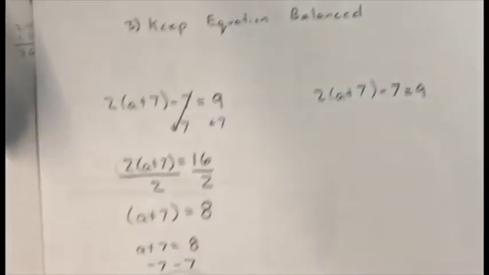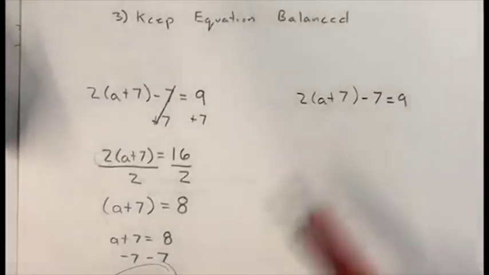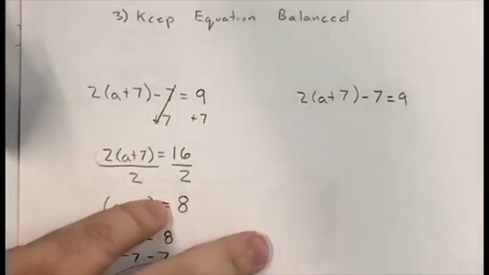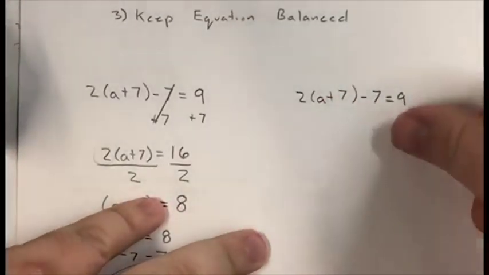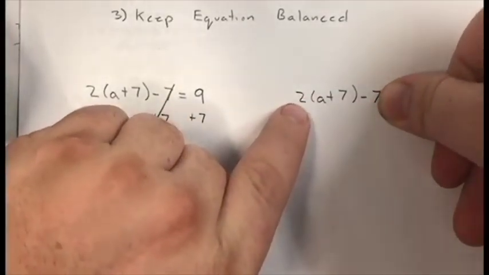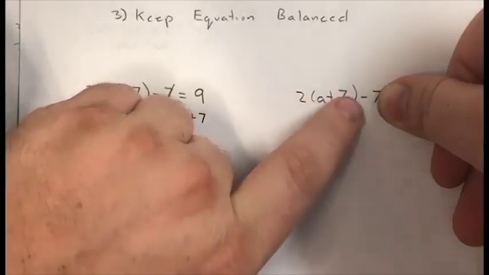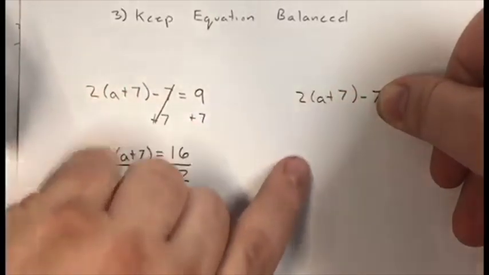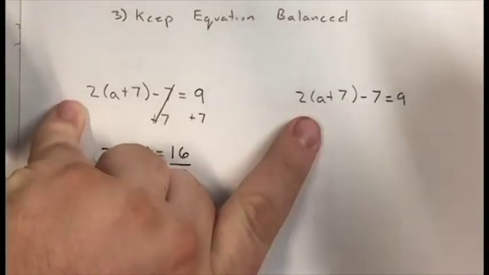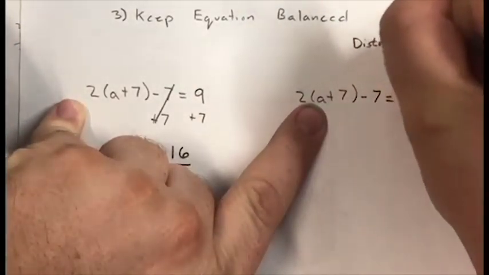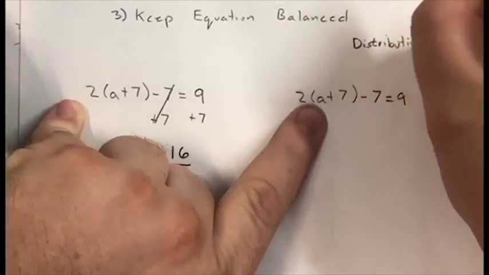Now, there is another way. So remember, that first thing that I talked to you about is simplifying the equation. I want you to look at this. Right now it looks confusing, but look at what this is saying. This says 2 times (A plus 7). This can actually be simplified, and we can rewrite this through something that's called the distributive property. Okay?